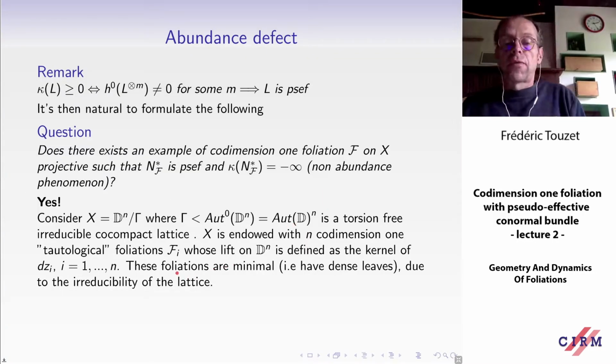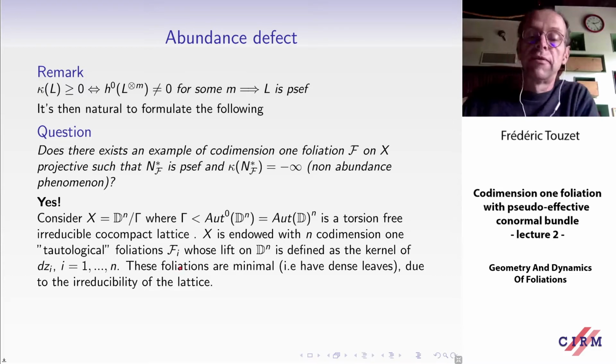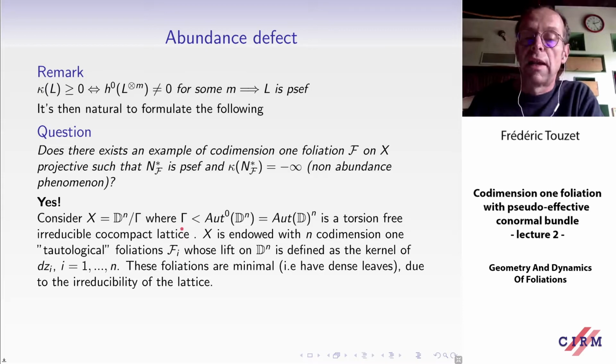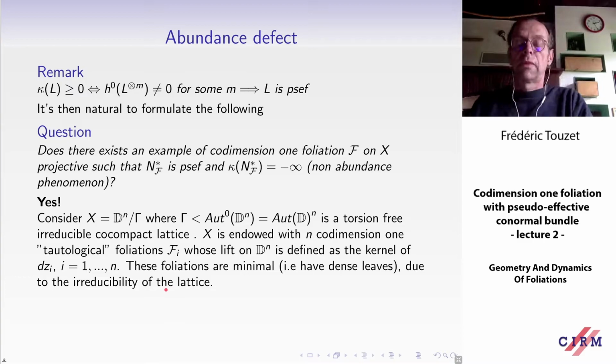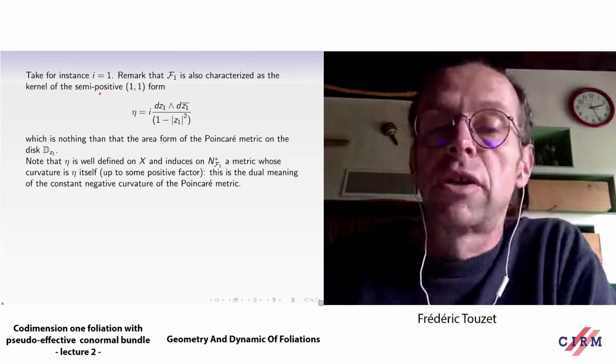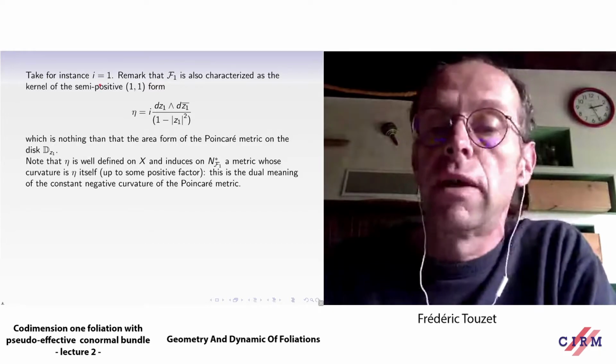And from the irreducibility of the lattice, one can also infer that these foliations are minimal, that is, the leaves are dense. This is due to the fact that the action of the lattice on each factor of the polydisk has dense image. Okay, so fix one of these foliations, F1.